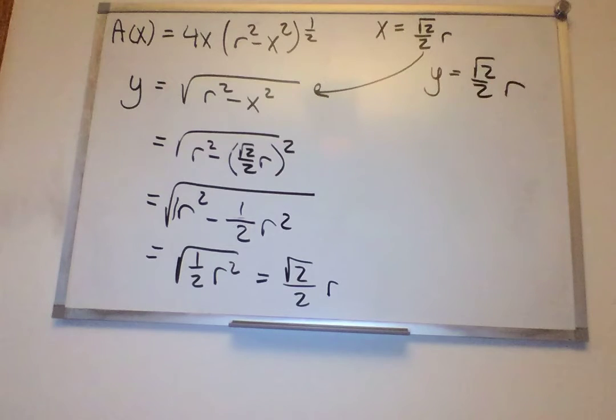So the x coordinate and the y coordinate are the same. That should tell us something about our shape. Guess what kind of shape it is? We said it's a rectangle, but it's a special kind of rectangle. It's a square. The x and y distances are exactly the same.